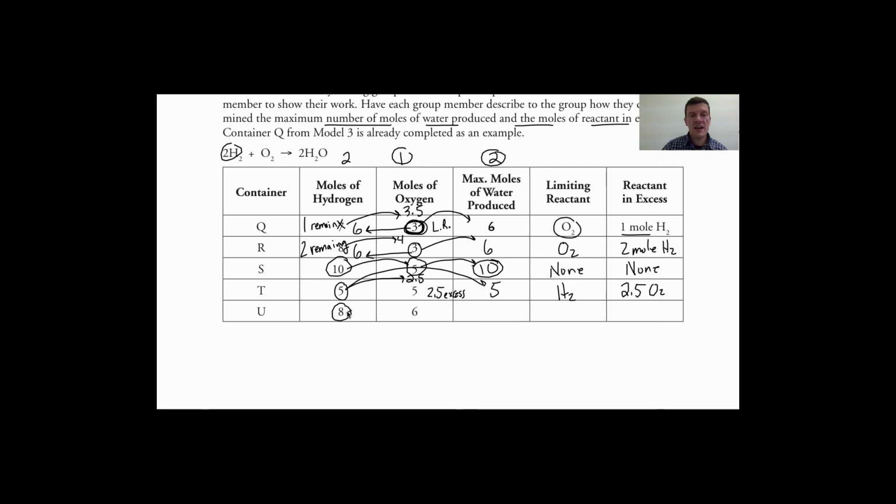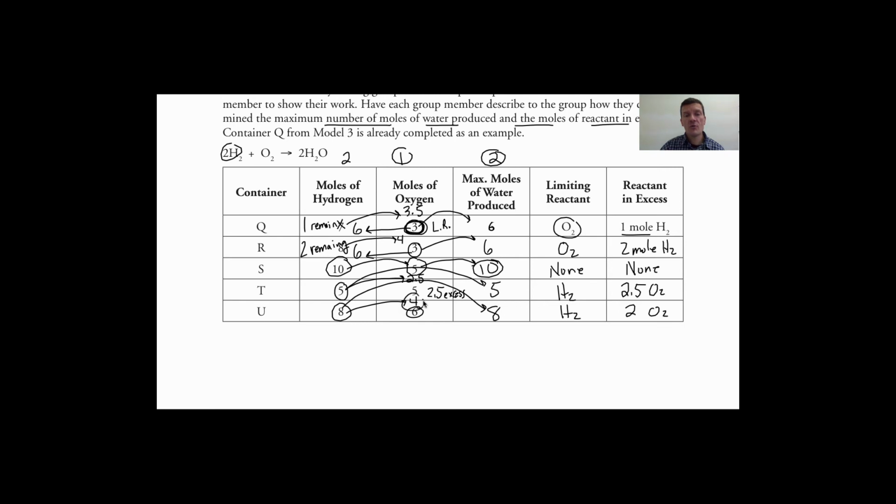8 of hydrogen. I need half as much oxygen. I need 4. Do I have 4? Yes. I got 6. More than I need. So therefore I'm going to have 2 moles in excess. Hydrogen is the limiting one, and you always produce the same amount of water as hydrogen used up. And that would mean 8 of this as well.